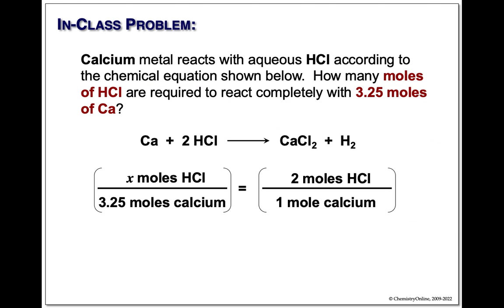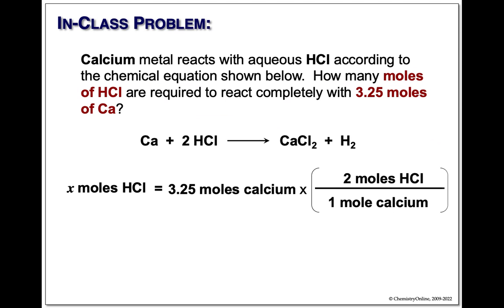Once again on your calculator, 3.25 times 2 divided by 1. Expanding it, once again, here's our given, here's our ratio, we cancel, do our multiplication, 6.5 moles of HCl. That's not so hard, is it? Quantitative chemistry.